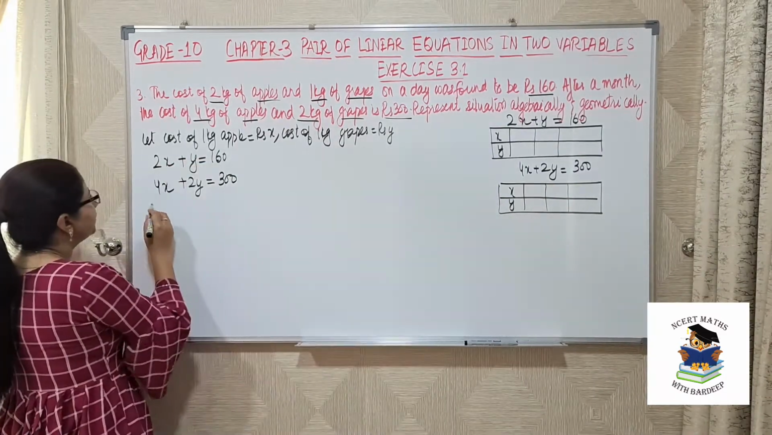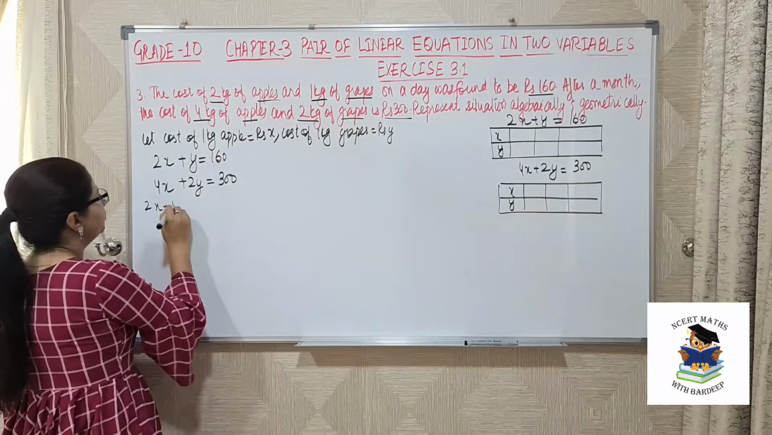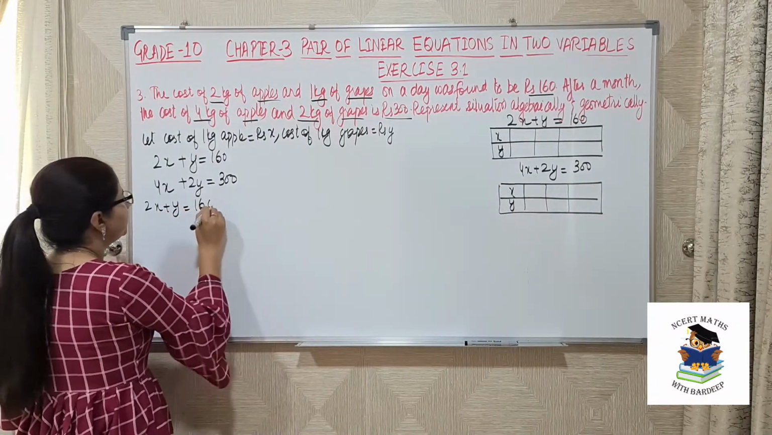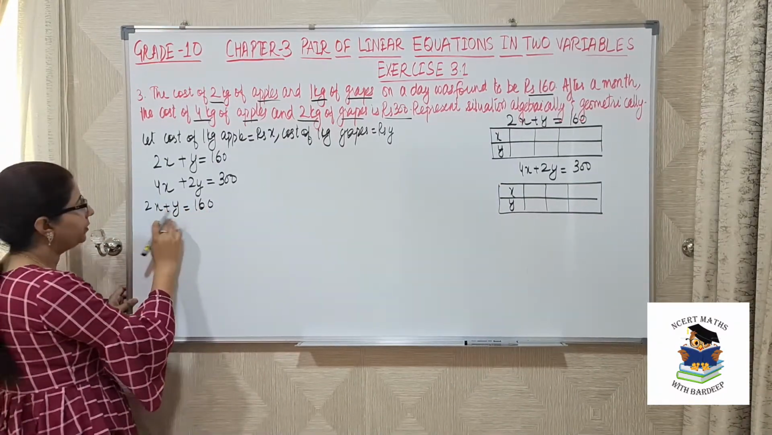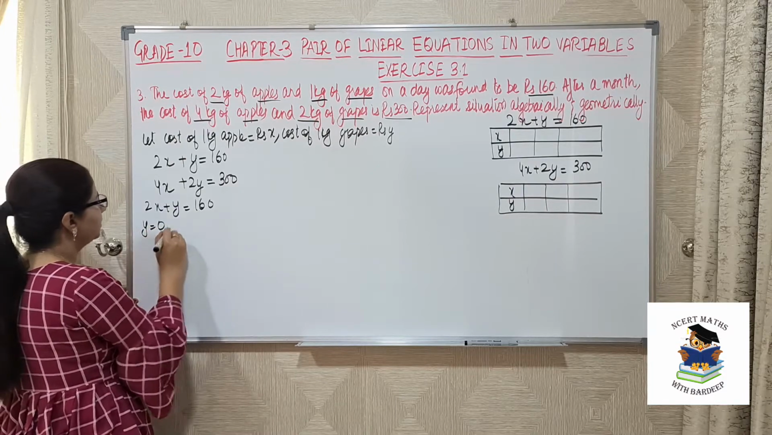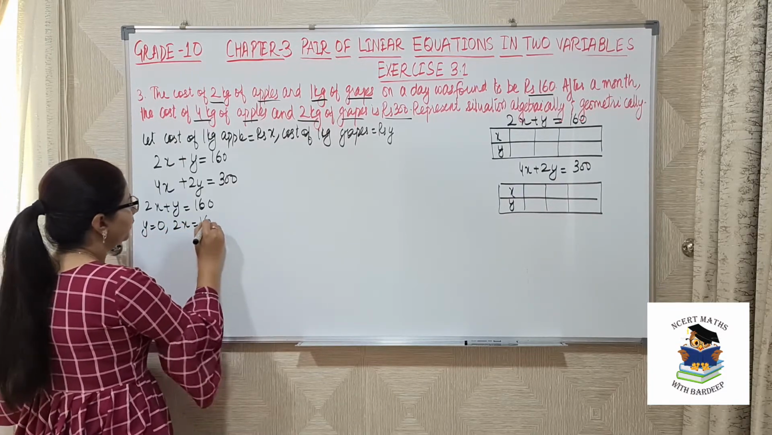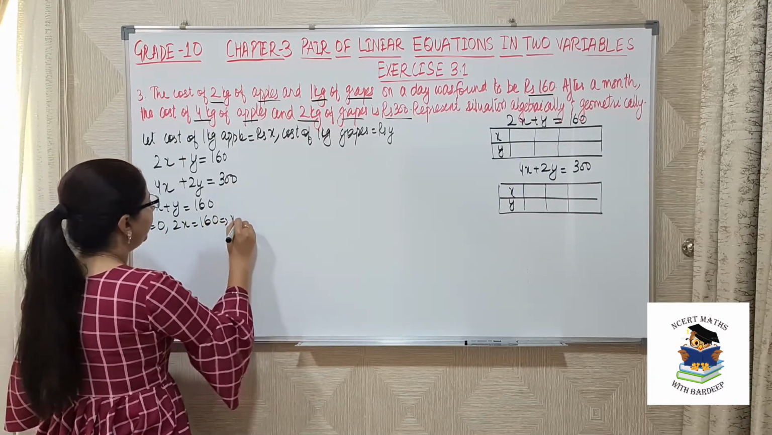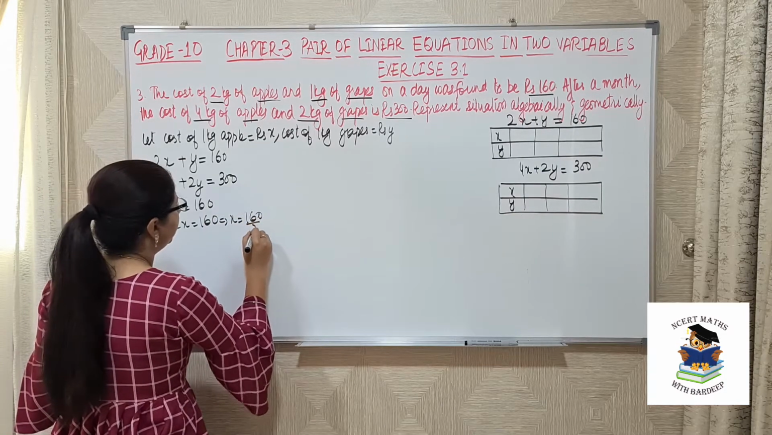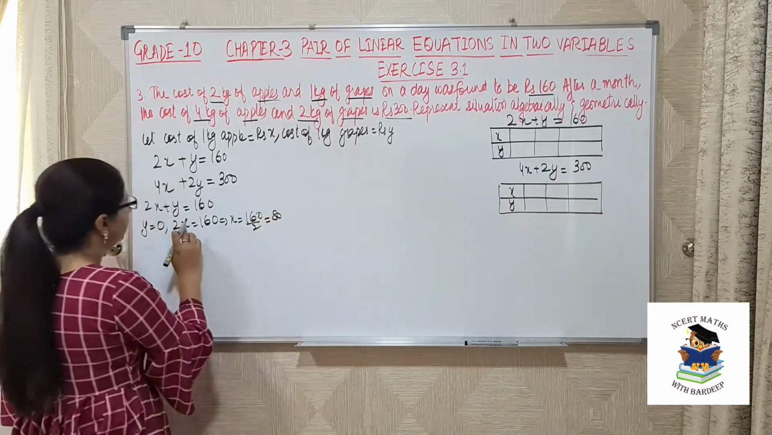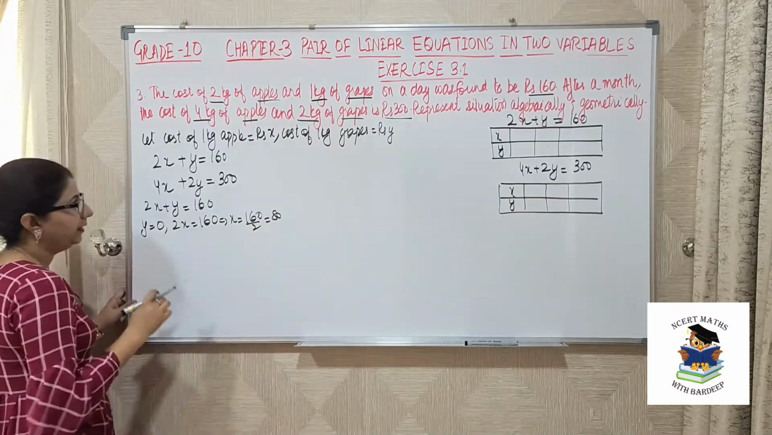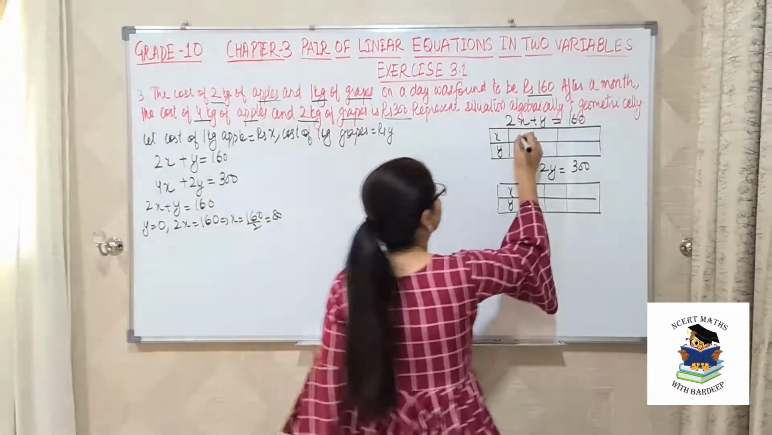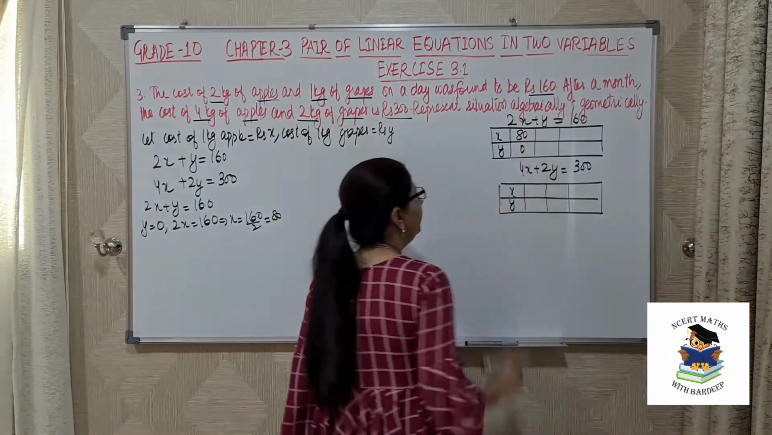So let's start the first one. This is 2x plus y equals to 160. Here y is without any coefficient, so I'll put y as 0 first. So 2x is equal to 160 and x is 160 divided by 2. This is 80. So x is 80 and y is 0. So this is my first point.